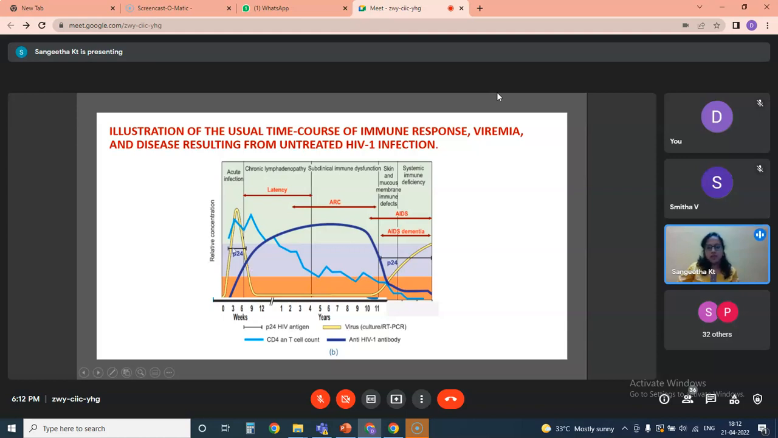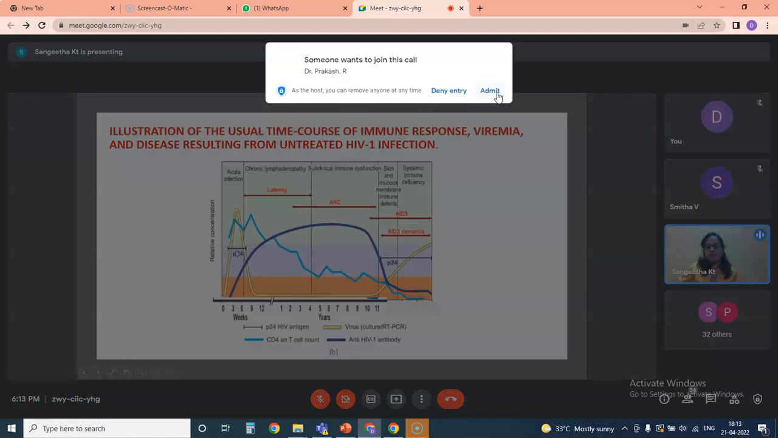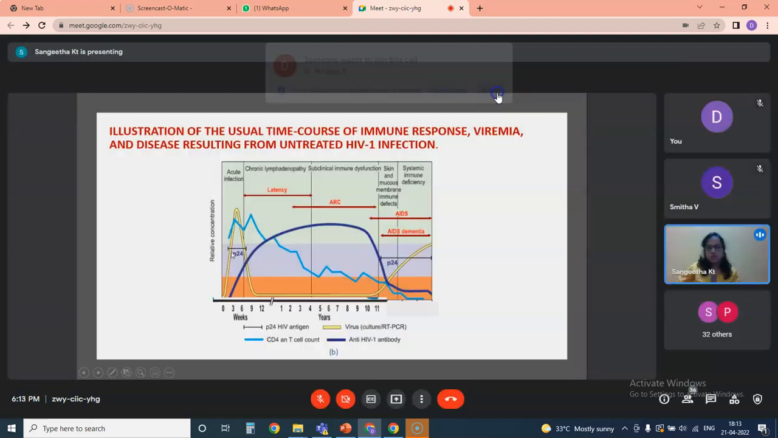So this is the period where we can detect the viremia, and the tests by which we can detect the virus, and even the viral products like the P24 antigen, which can be easily detected during this period. So this usually lasts for 3 weeks to 6 weeks, the acute infection stage. Once the antibodies start developing, you can see that from the time of exposure till the antibodies develop, there is a gap.